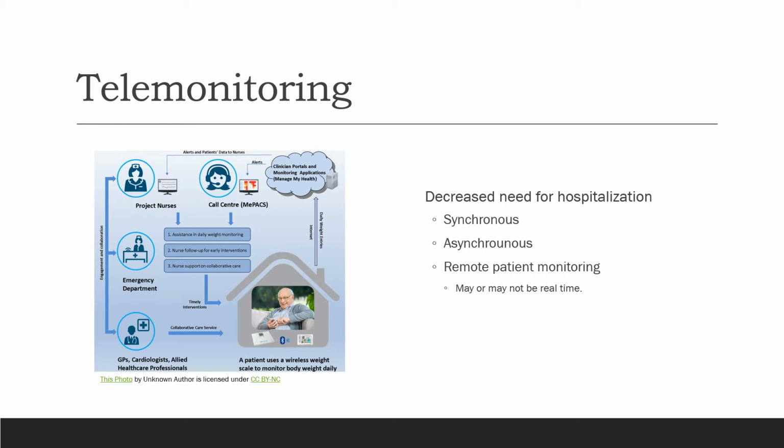There are three main types of telemonitoring. The first is synchronous, which is a real-time phone or video conversation with the healthcare provider. This allows the provider to obtain subjective data that can be used to manage the patient's plan of care, allows the patient to ask questions, and allows the provider to suggest resources and literature for the patient to review so that they can better understand their disease process.